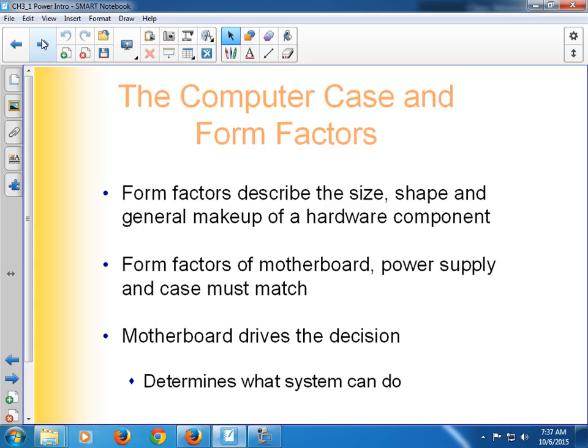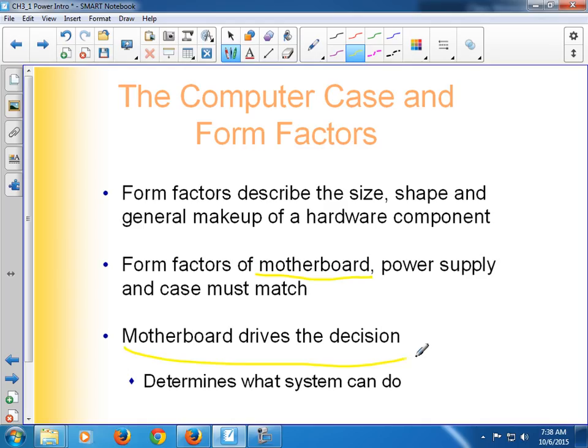Okay. Now, the thing that drives our PC in general is the form factor of the motherboard. So when we've picked out our motherboard, then we have to make everything else sync up with that. Now we could start with any component and say, okay, that's got to match that and that's got to match that. But generally, the motherboard drives the decision. We don't say, I want to buy this power supply for my computer, therefore I will make a computer that fits this power supply.